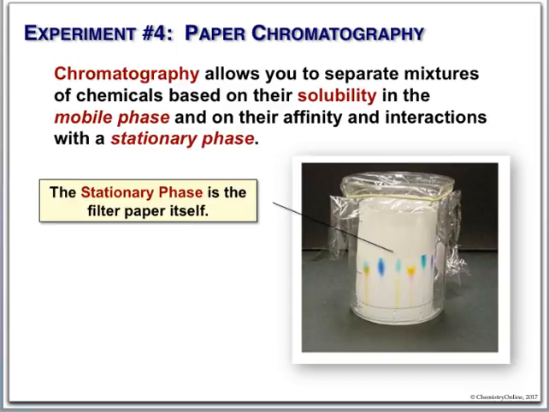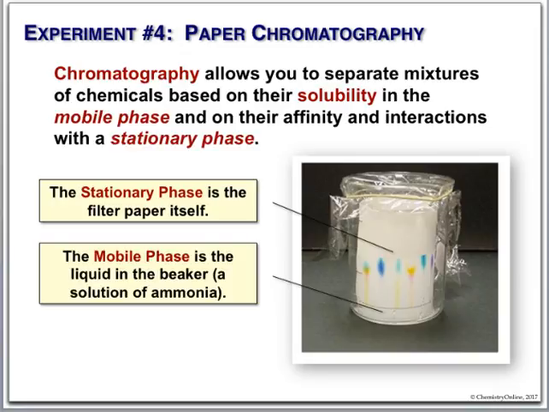The stationary phase, once again, is the filter paper. This is cellulose, like I said, and the compounds will have an inherent attraction for it. The stronger the attraction, the slower they will move up the paper. The weaker, the further they go. The mobile phase was the ammonium hydroxide solution, and again, the more soluble it is, the further it'll go. The less soluble, the more it will stay down at the origin. So chromatography is just a balance of these two things.